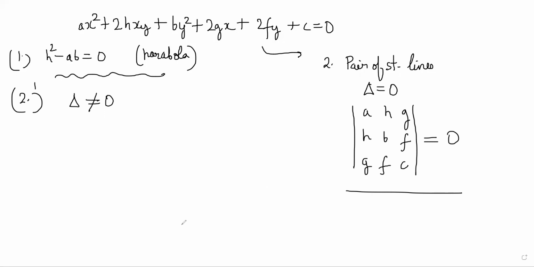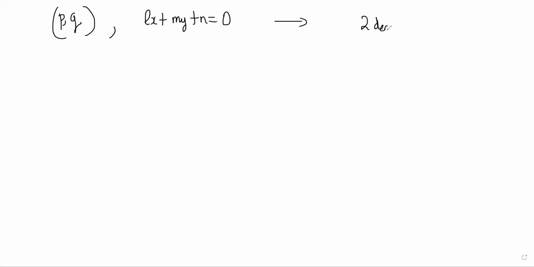Right now what we have derived is the general equation of a parabola when your focus was the point (p, q) and the directrix was the line lx plus my plus n is equal to 0. That gives us a complicated 2-degree equation in x and y.